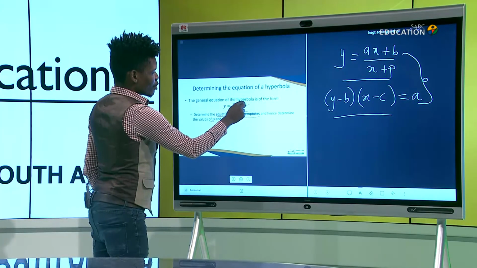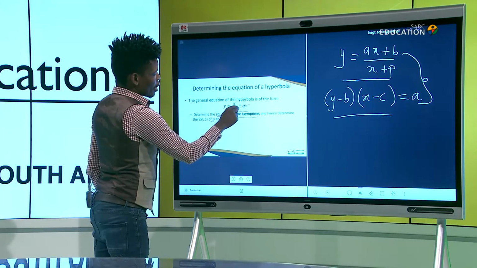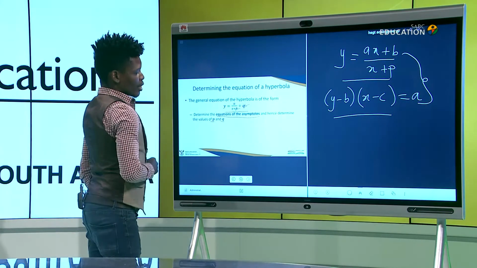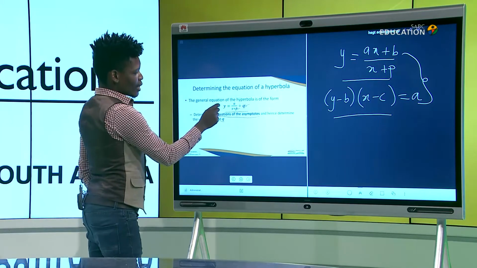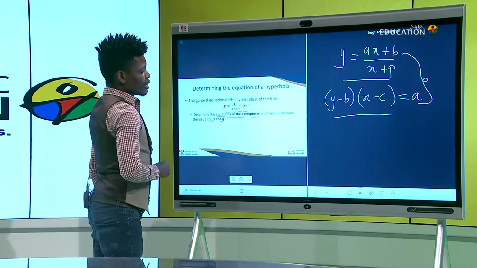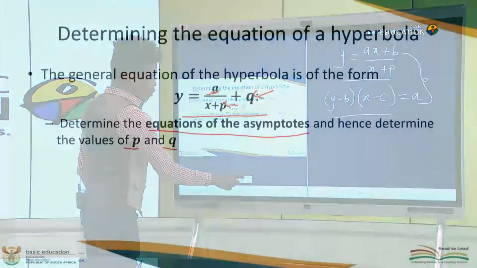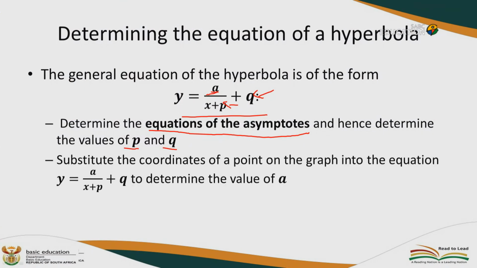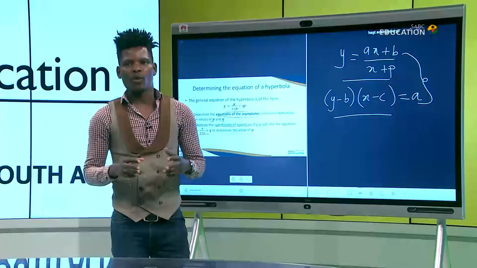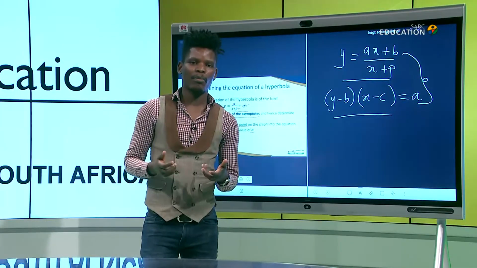So then you can substitute your Q and you can substitute your P on that equation. So it means that the only thing that you are remaining with will be to determine the value of A. And how do we determine the value of A? We are going to substitute the coordinates of a point that is on the graph into this equation, and then you can determine the value of A. So that is, in essence, what you are going to be doing when you determine the equation of a hyperbola.